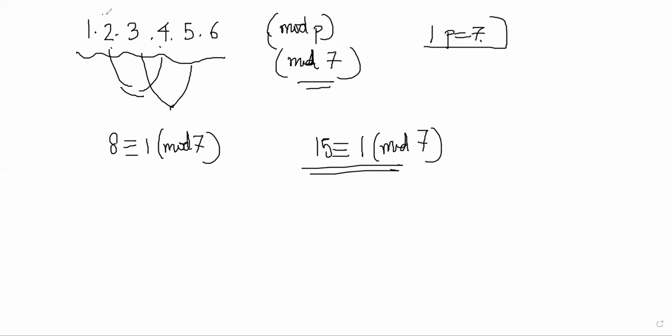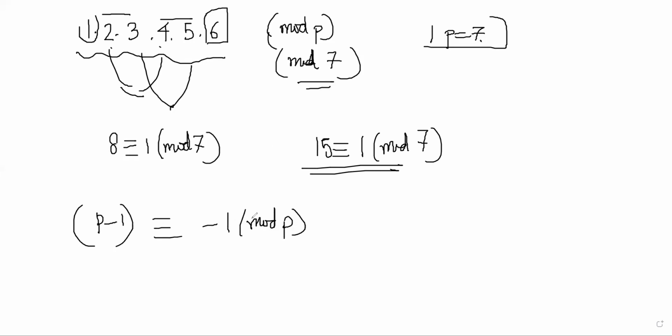And all of those terms cancel out, and what is left is just the first term and the last term, right? So it is just P minus 1, which is equal to minus 1 mod P, right? Now let's look at some other prime numbers also.